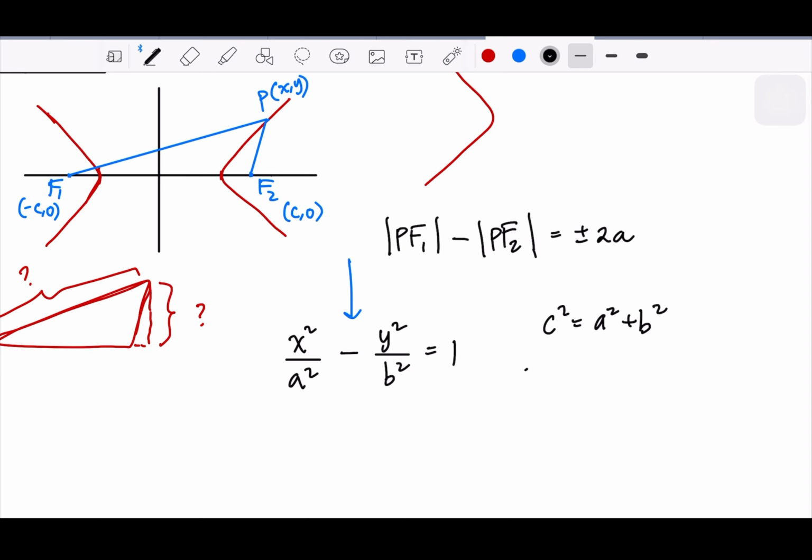And then the x-intercept is plus minus a, and y-intercept, no intercept, right? Or no y-intercept. Of course, if you plug in x equals 0, you will get y squared equal negative b squared, which is actually impossible to have.